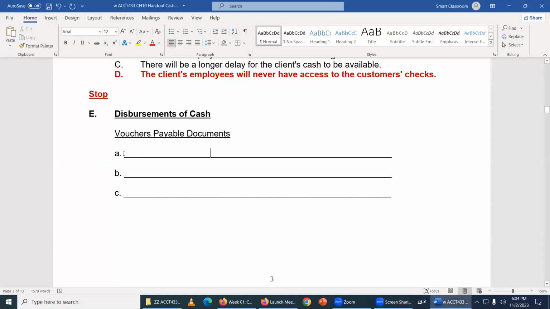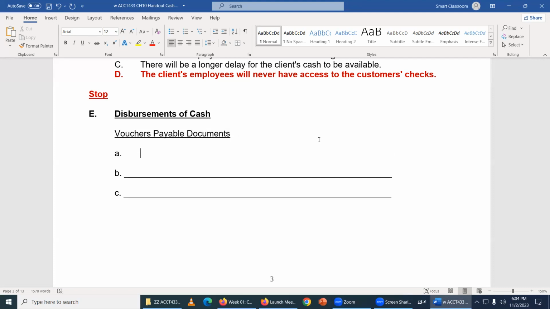Could be a fictitious account. It could be whatever it is. But you're always on the lookout for how to get money out of a company, and one of the ways is through accounts payable. So how do we keep that from happening? Well, we keep it from happening like this. There are 3 documents you have to have for a vouchers payable to be paid.